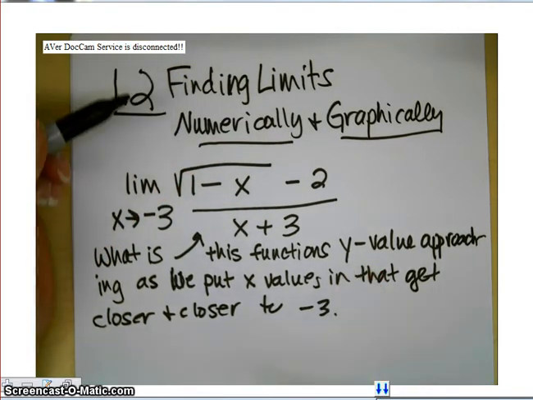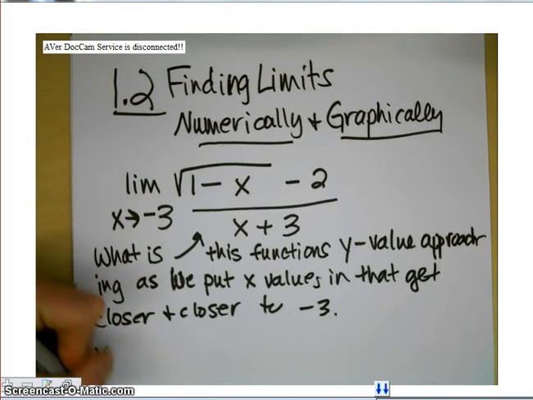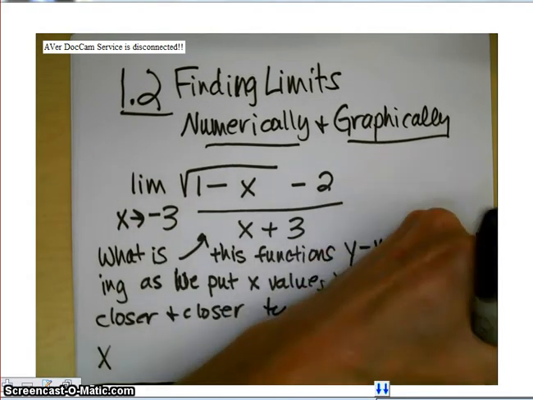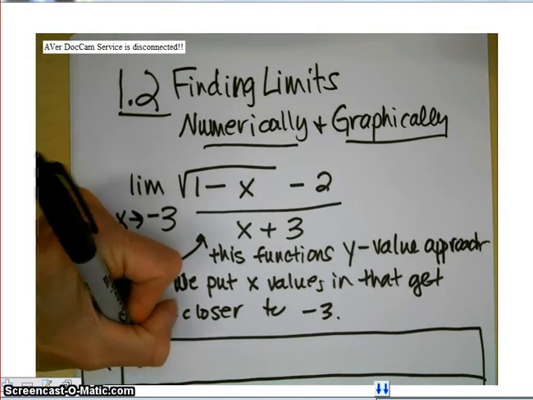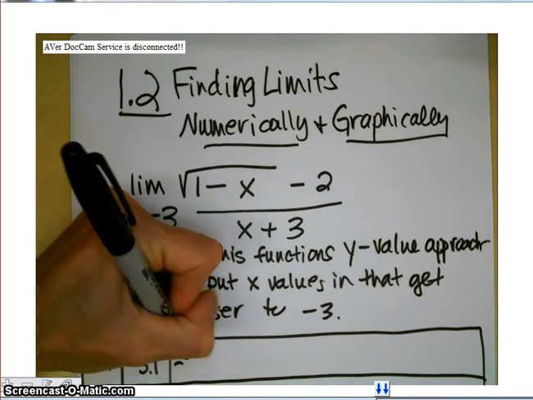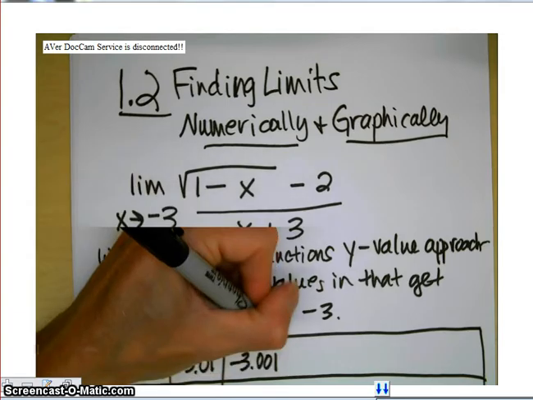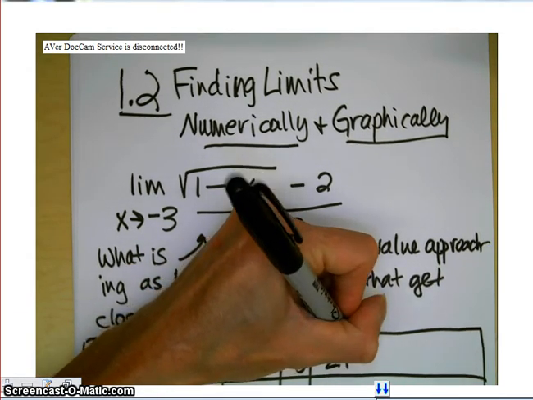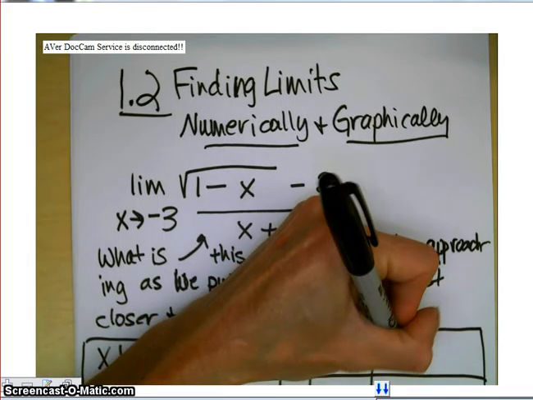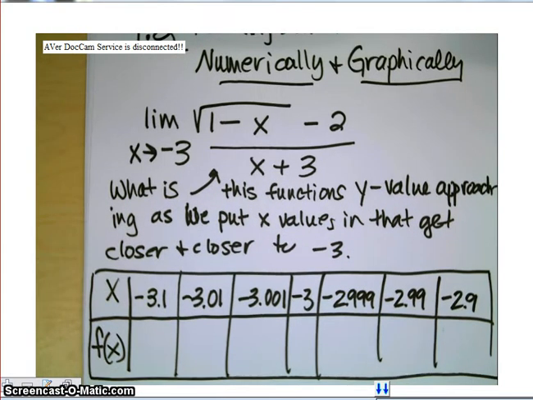So then what you'll notice in your book is that you've got this table below it. The table looks like this: x and f of x. And then it's got numbers in it for you already for today, because we're just starting out with limits. And the numbers are -3.1, and then -3.01, and then -3.001, and then -2.999, -2.99, and -2.9. So they give you this table.